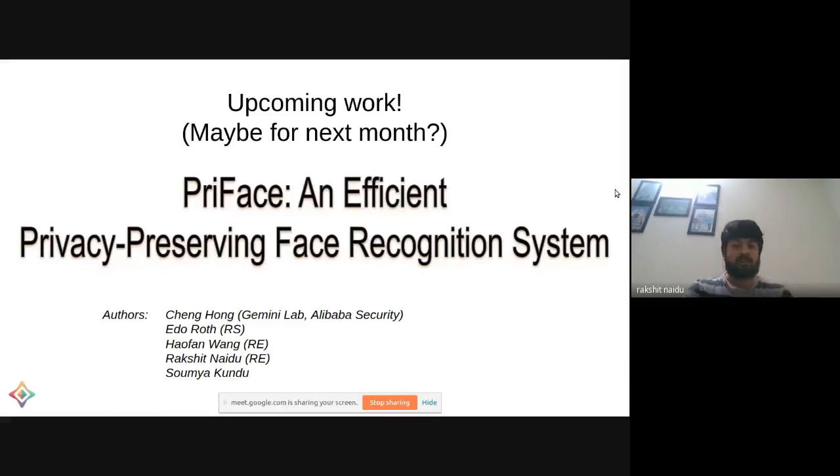And the upcoming work is something on a privacy-preserving face recognition system, where we introduce some new optimizations to make it more efficient in MPC settings.